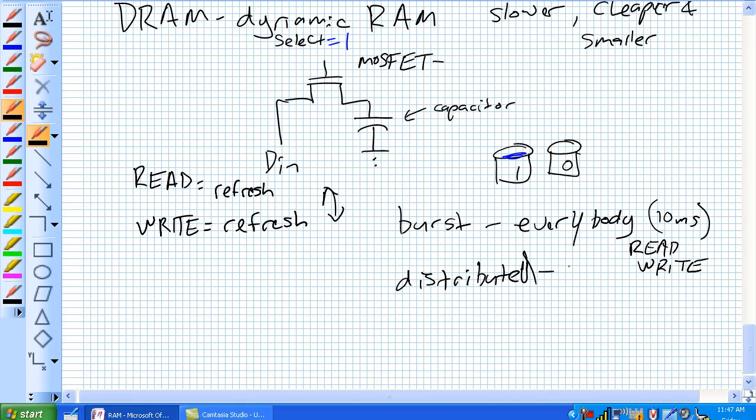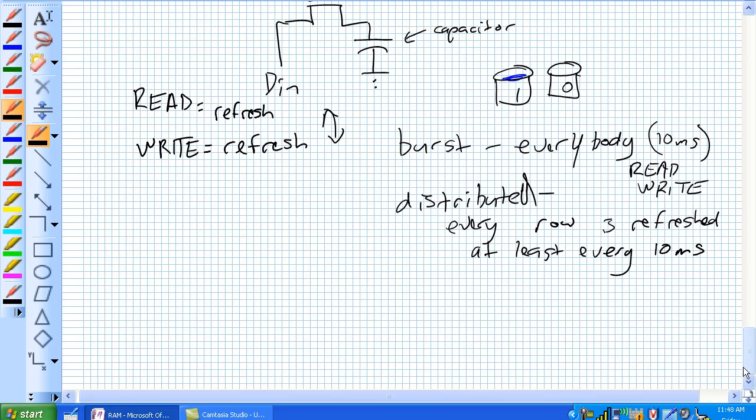And that's every row, at least once every 10 milliseconds, every row is getting refreshed, or every column, depends on how you want to do it. Let's do row. Every row is refreshed at least every 10 milliseconds. So it doesn't mean every 10 milliseconds. It's talking about this guy gets refreshed while you can read and write to these guys.